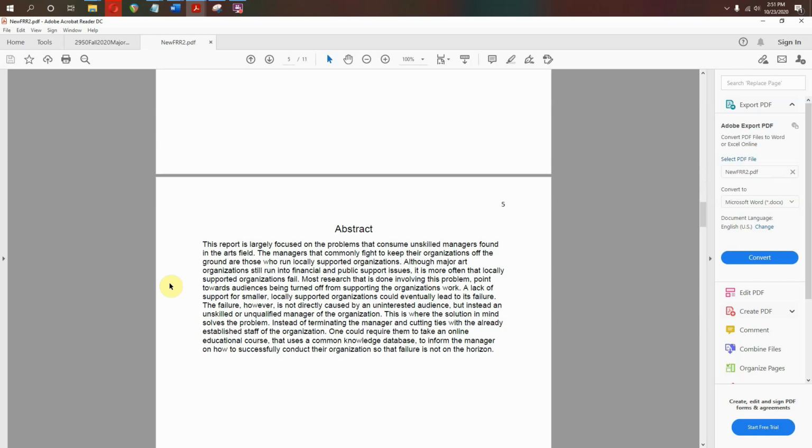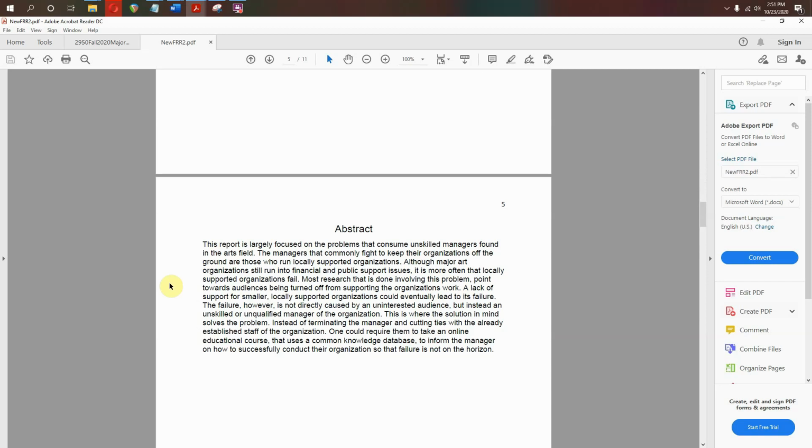A lack of support for smaller locally supported organizations, don't use the same word twice in a sentence, could eventually lead to its failure." You don't support them, they might fail.